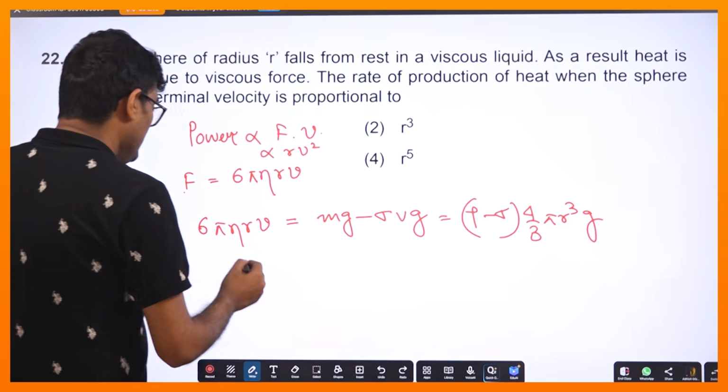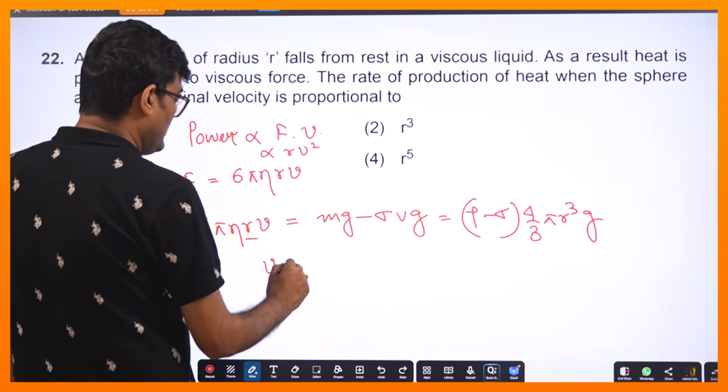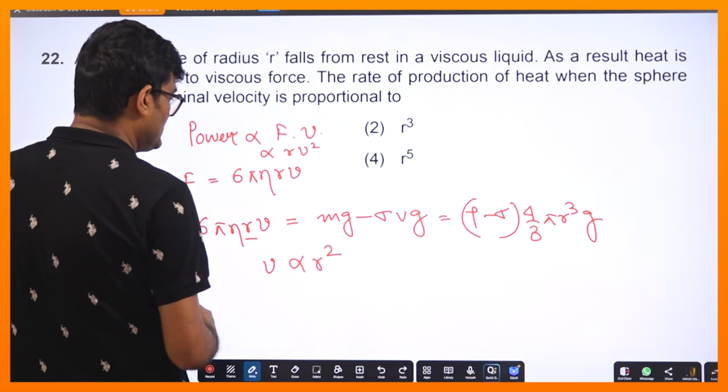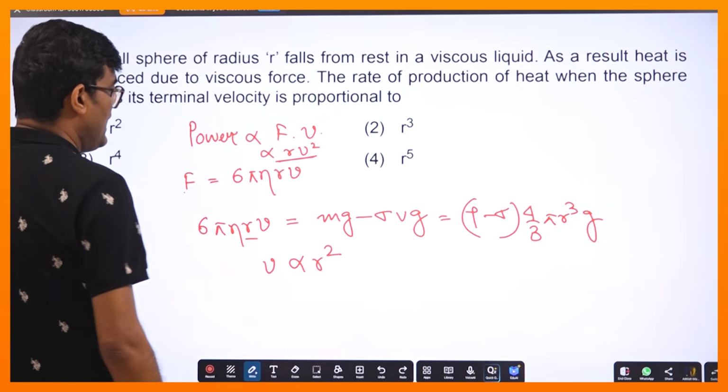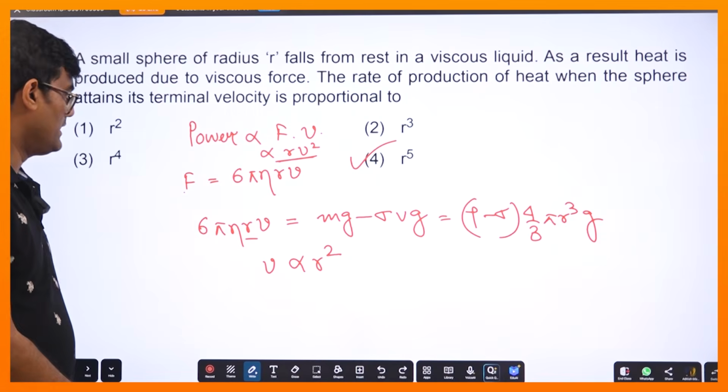Now you can see that here this is r and there is r cube. So terminal velocity is proportional to r square. If it is proportional to r square, then r into v square is proportional to r to the power 5. Option 4 is your correct answer.